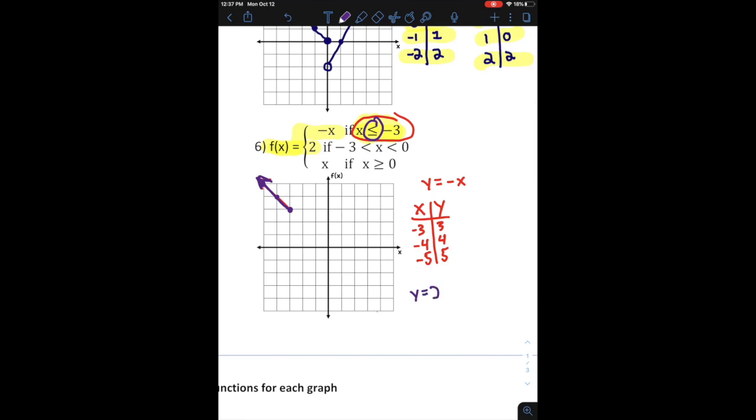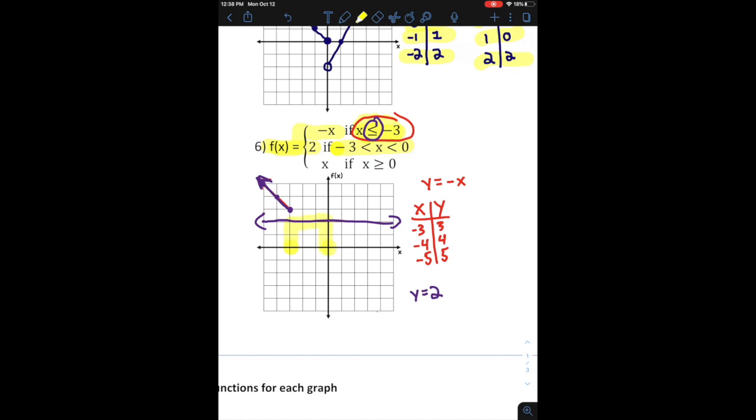Now, this one is similar to the first problem we did on this video, where the equation is y equals 2. This is a horizontal line where y equals 2, or the slope is 0 crossing the y-axis at 2. It is this line. However, they don't want us to graph that entire line. They want us to just graph the piece of the line that's in between the x values -3 and 0.